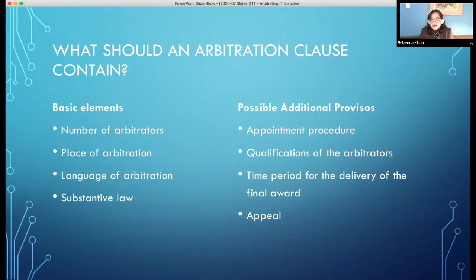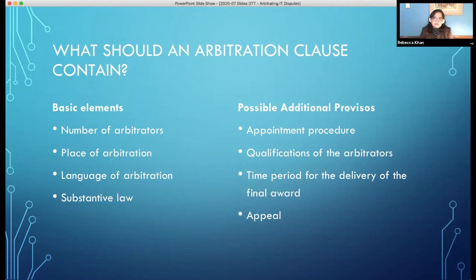Other additional provisos in that dispute resolution clause might be the qualifications of the arbitrator. So this is something to consider if you are advising clients in an IT dispute. Depending on the complexity of your IT project, you might have some minimum qualifications for the arbitrators.